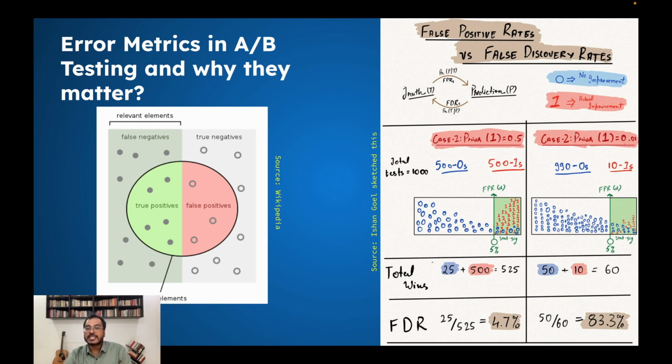False positive rates have a cousin called false discovery rates, and it's very imperative that we understand the nuanced difference. So, how we defined false positive rates was that if the experiment that you are running is an AA test, then what is the chance of getting the winner? Now, the false discovery rate is that if you had gotten a winner, what is the chance that it was actually an AA test?